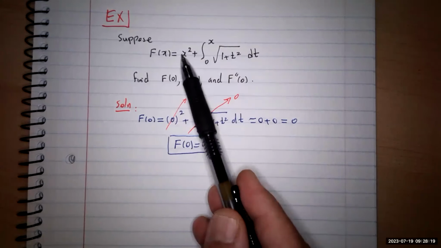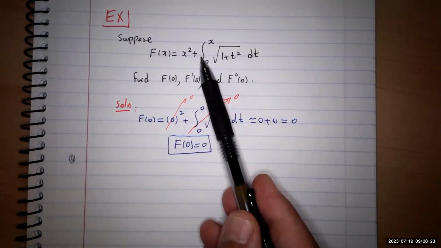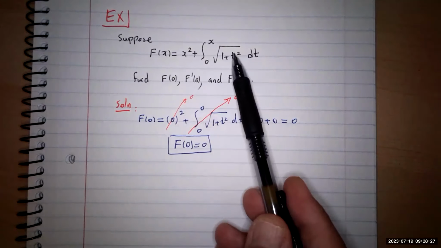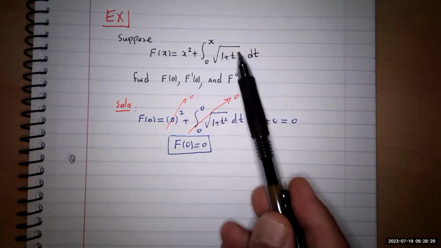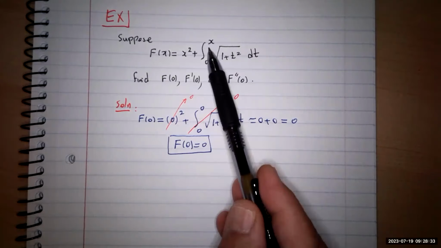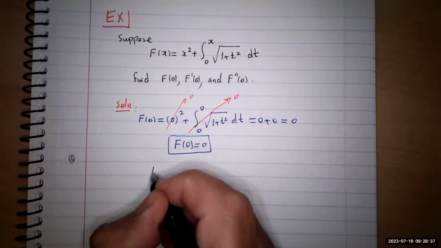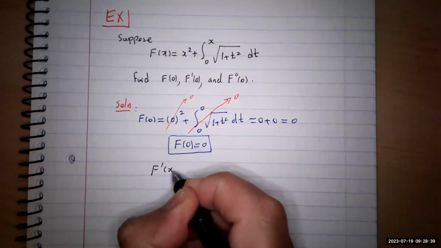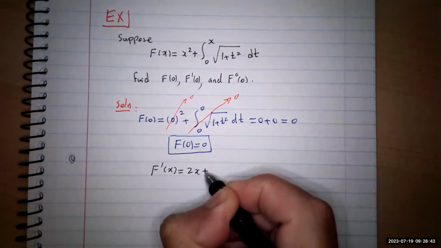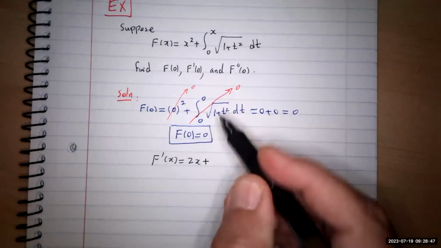Outside of the integral, the derivative of x squared would be 2x. For the integral, the derivative of an antiderivative of a function is the function. So for the integral part, you drop the integral and replace the t by x. We're just using that Cauchy theorem. So f prime of x is equal to 2x outside, and for the integral part, drop the integral and replace the t by x.